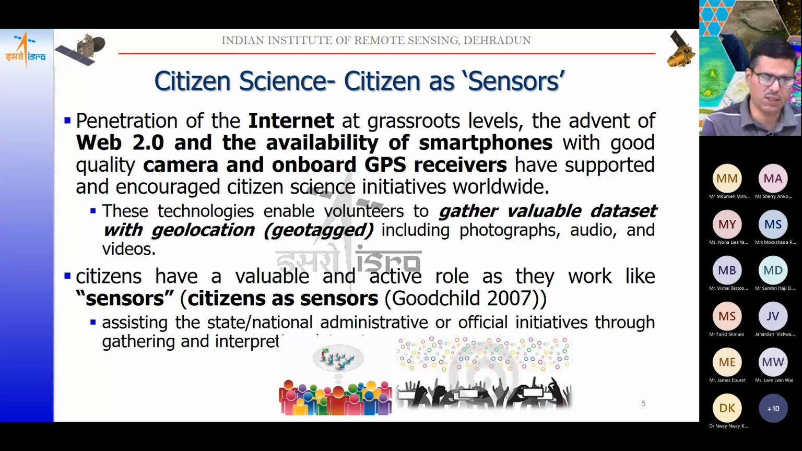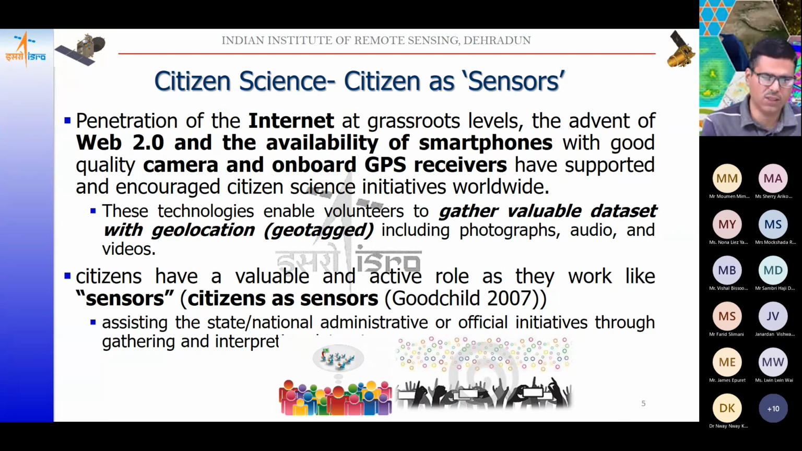A good phrase has been given using the words citizens as sensors. So citizens can play an active role where they work like a sensor. Hence the phrase citizens as sensors, where they can assess the state or national administration or official initiatives through gathering and interpreting of the data. The availability of the smartphone and the internet has penetrated at the grassroots level, and also the prices of those devices have come down.